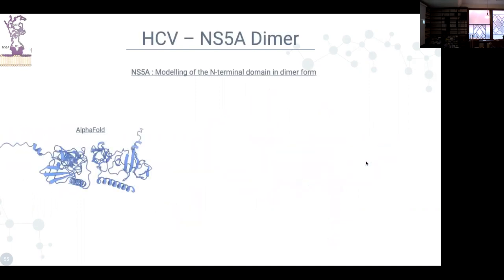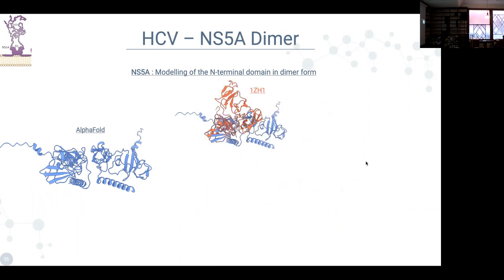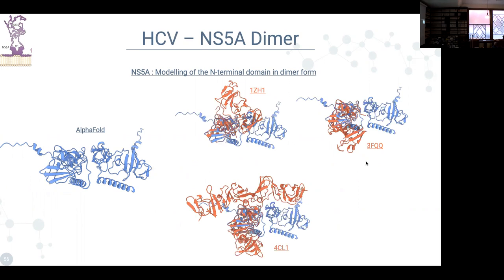If I check as well the dimer of NS5A, just domain one, I was a bit unhappy because the conformation is completely different from what we got in the PDB. But apparently, these two domains can have different conformations as well in the PDB. Only three or four have been found. I mean, you can find structures of three or four different conformations in the PDB. So maybe it's a new conformation as well. We don't know. It's just a hypothesis.